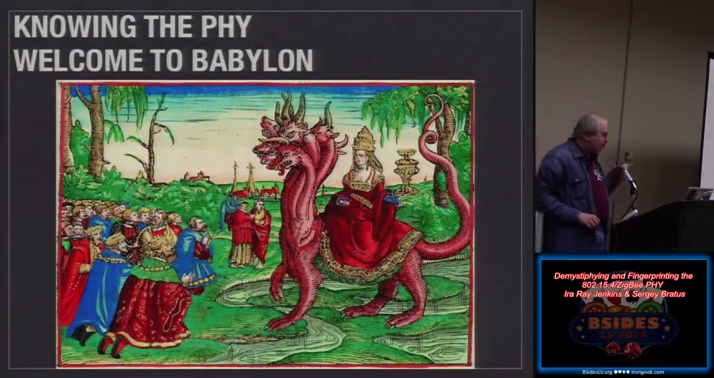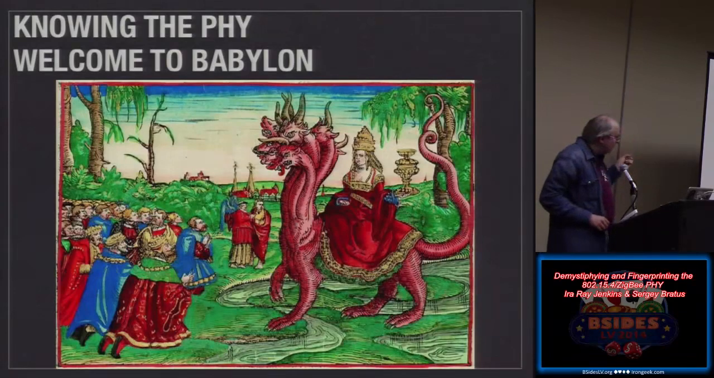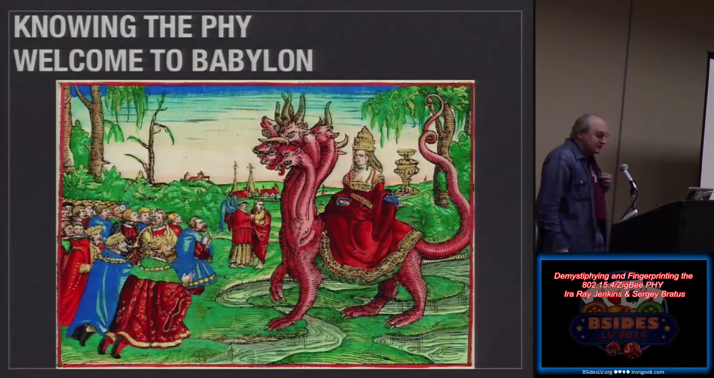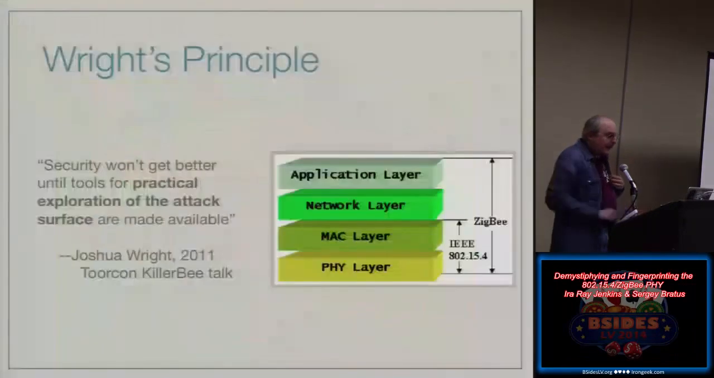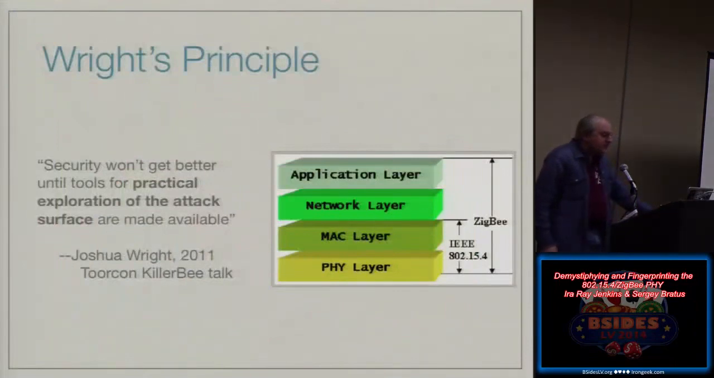People look at this, and this is of course the Whore of Babylon. We are in Babylon of various protocols, and those protocols are a mess. And those protocols have nasty surprises for us. And we always start this with the Wright principle, which we made up and named after Joshua Wright, after his quote at ToorCon when he presented the KillerBee framework, which Ryan and David now maintain more than half of.